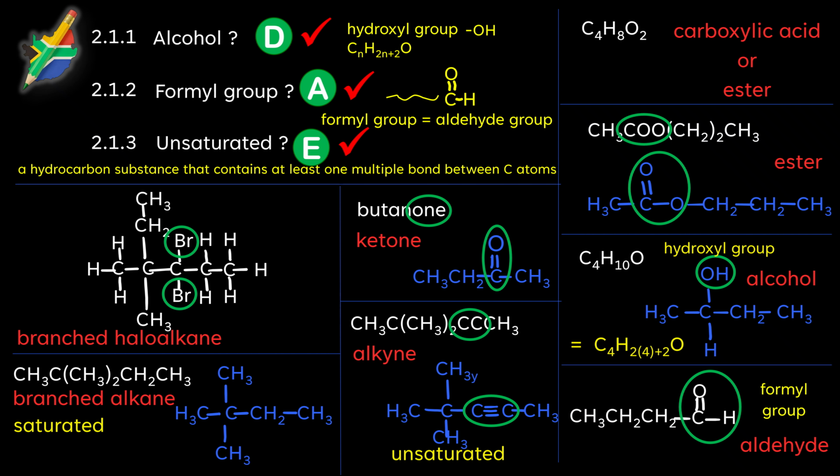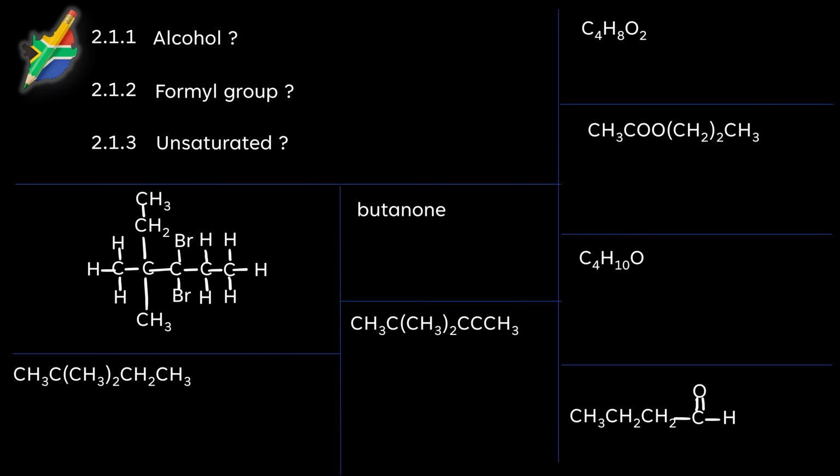Here we need to select the alcohol, the substance with a formyl group, and an unsaturated species. These are the compounds given to us. An alcohol must contain a hydroxyl group. The carbon to which the oxygen is attached must not be bonded to any other oxygens.